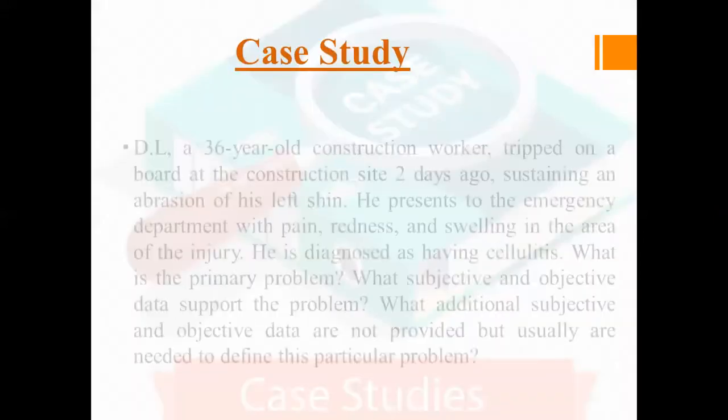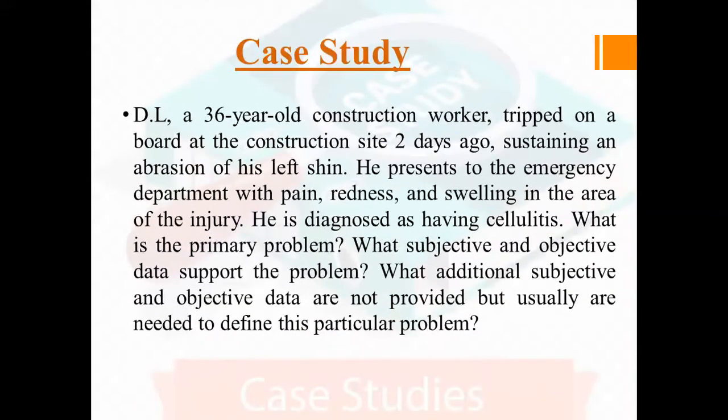Now, case study. DL, a 36-year-old construction worker, tripped on a boat at the construction site 2 days ago. Sustaining an abrasion of his left shin, he presents to the emergency department with pain, redness, and swelling in the area of the injury. He is diagnosed as having cellulitis. What is the primary problem? What subjective and objective data supports the problem? What additional subjective and objective data are not provided but usually are needed to define this particular problem?